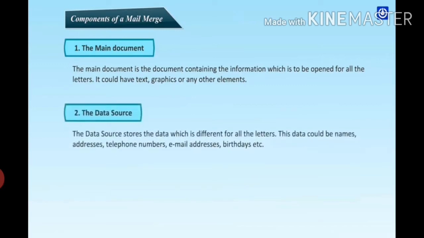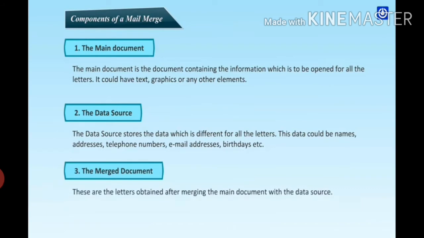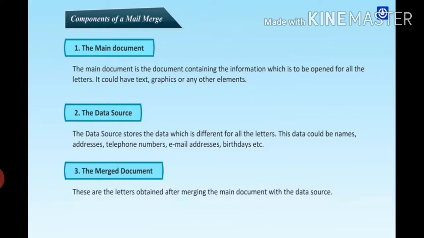Next one is the data source. The data source stores the data which is different for all the letters. This data could be names, addresses, telephone numbers, email addresses, birthdays, etc. It is different for different persons. Third one is the merged document. These are the letters obtained after merging the main document with the data source.